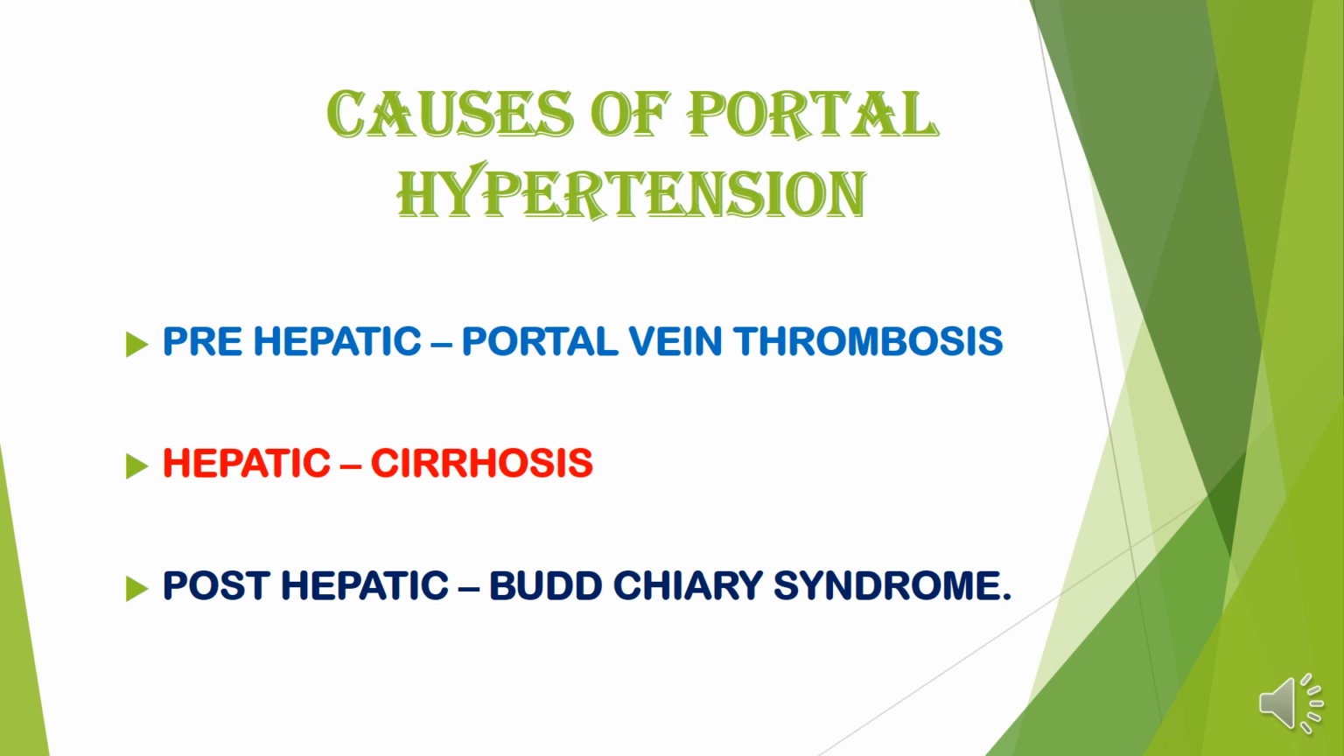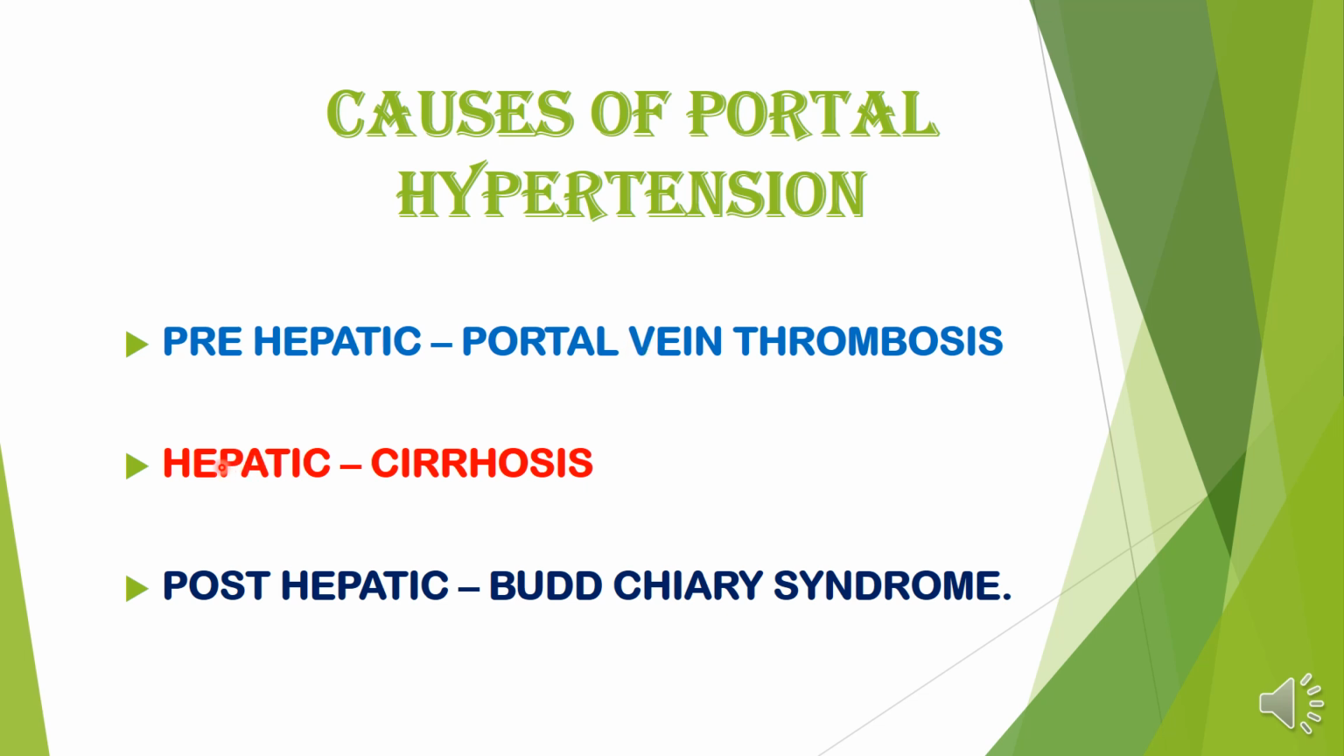Before going into details of color Doppler for portal hypertension, what are the causes? There are three causes. One is prehepatic, second one is hepatic, and third is posthepatic. The prehepatic cause is due to thrombosis in the extrahepatic portal vein at the level of porta, which causes back pressure changes in the superior mesenteric vein and the splenic vein as a sign of portal hypertension.